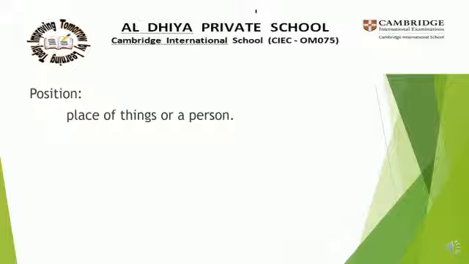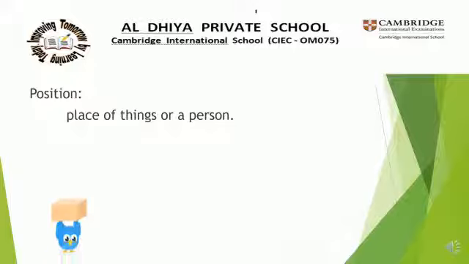Now I am going to show some pictures to explain some positions. First, I am telling some positions: under, behind, on, top, below, in front of, next to, in the middle of. All these words are indicating the position of any object or any person.